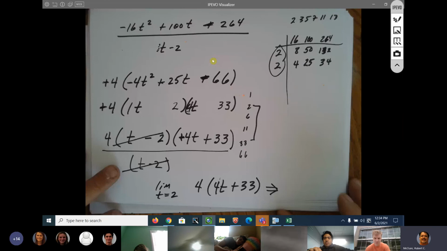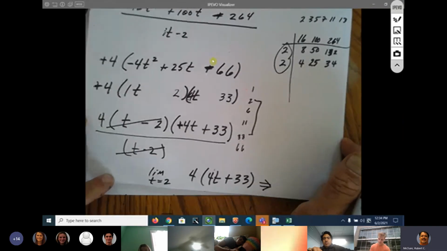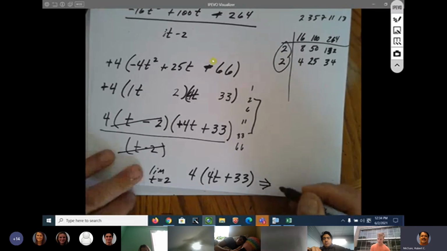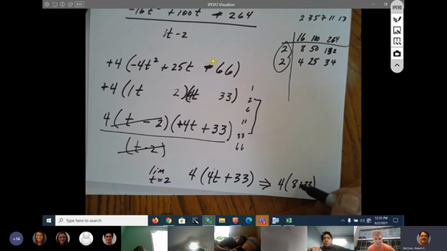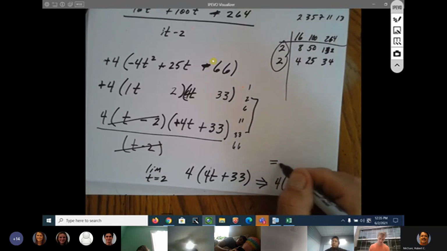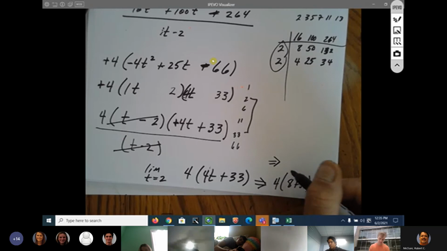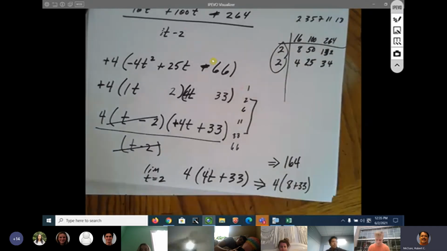I still think that, let's see. I still think we got a sign wrong somewhere. All right, 4. That's going to be 4 times 2 is 8. 8 plus 33 is what? 41. 41 times 4 is 164. That's a little bit much.